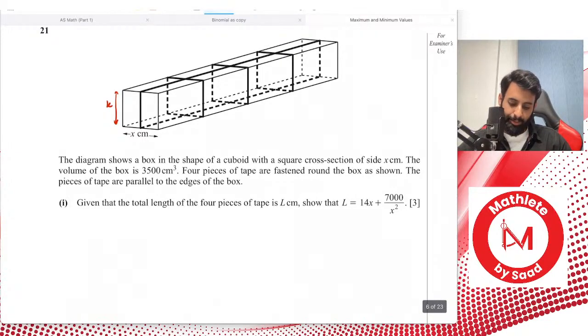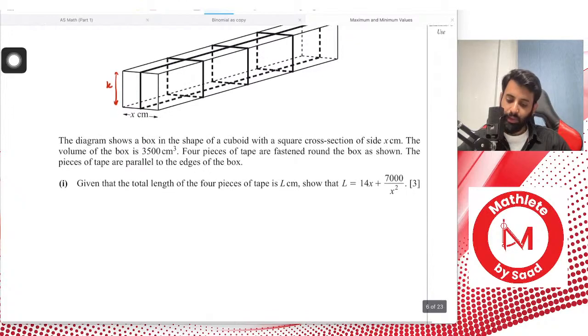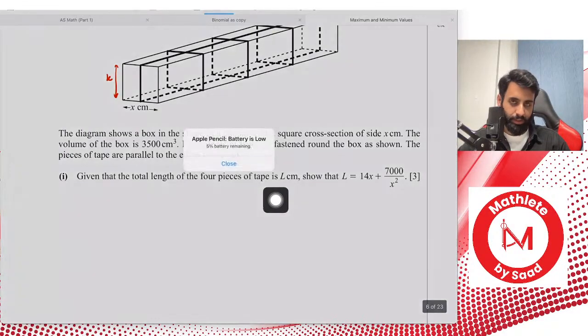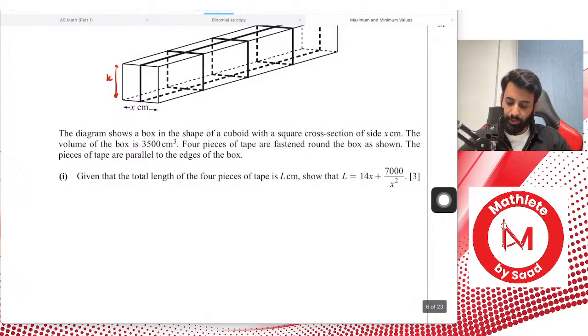Okay. 4 pieces of tape are fastened around the box as shown. Okay, so let's look at those 4 pieces one by one. So here's the long piece of tape that you're looking at, and then you have 1, 2, 3. Okay, so 1, 2, 3, 4. All right, so here are the 4 pieces of tape that you're looking at. Let's see what the question says. The question says, given that the total length of the 4 pieces of tape is L centimeter, show that L is equals to 14x plus 7000 upon x square.